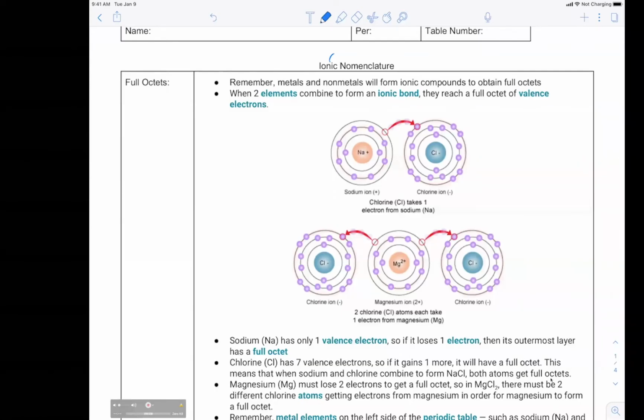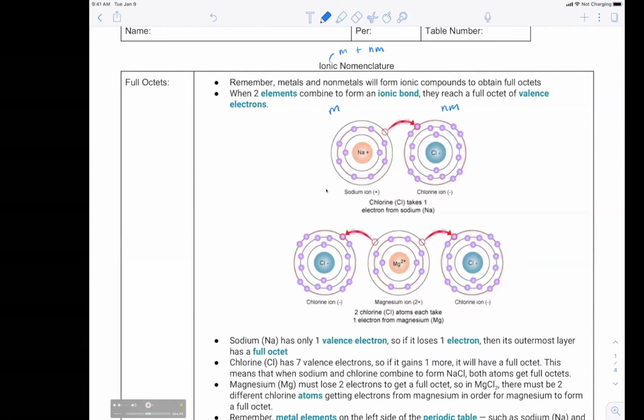Okay, so last time we went over bonding, ionic versus covalent bonding. So remember, you have your ionic bonds, and that's made up of your metals and your nonmetals. In this case here, we have sodium, which is our metal, and then chlorine, which is our nonmetal.